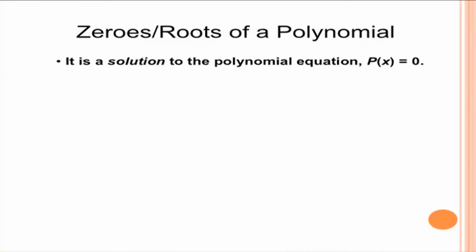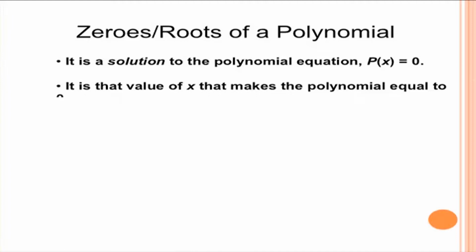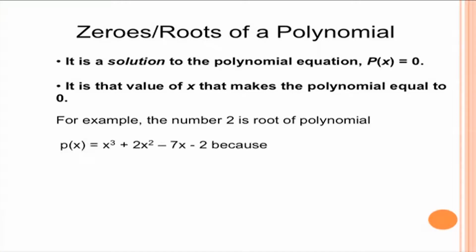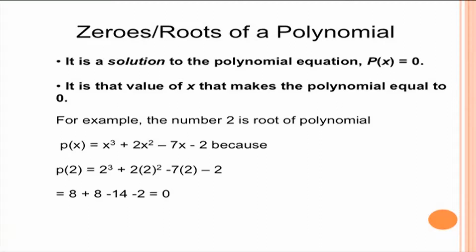Talking about zeros or the roots of a polynomial, it is a solution to the polynomial equation p(x) equal to 0. It is that value of x that makes the polynomial equal to 0. For example, the number 2 is the root of the polynomial x cube plus 2x square minus 7x minus 2 because when we substitute x as 2 in each term, we get the answer as 0. So 2 is the root of this particular polynomial.